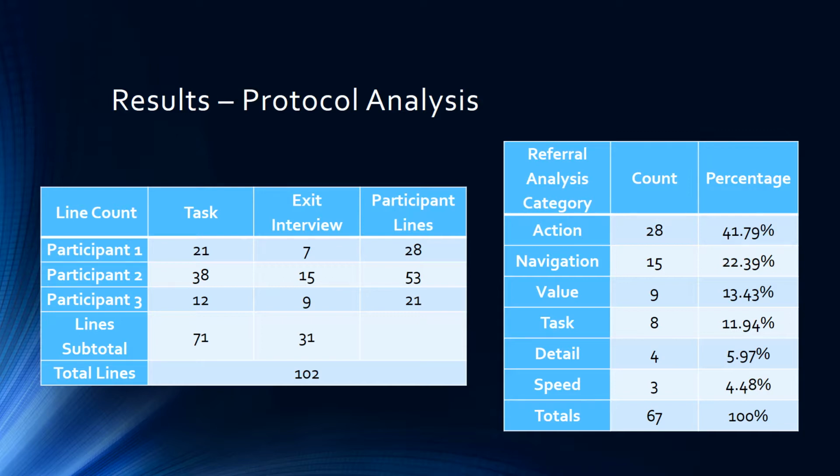Converting the text to a script that could be used to compare, we were able to obtain 102 lines of text that were usable. What we did is we removed from that line count any lines that were specifically listed in the process where the participant repeated verbatim. And so in the end, 102 lines of text were available to be used, 71 lines total for task-related items, 31 for exit interviews.